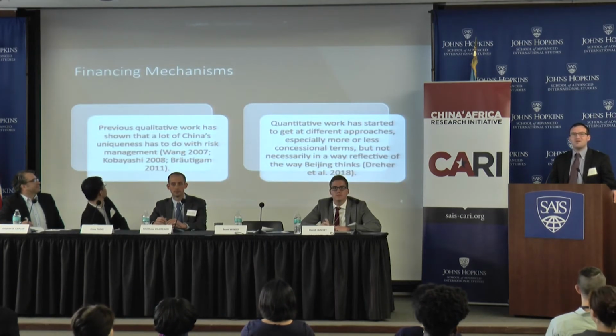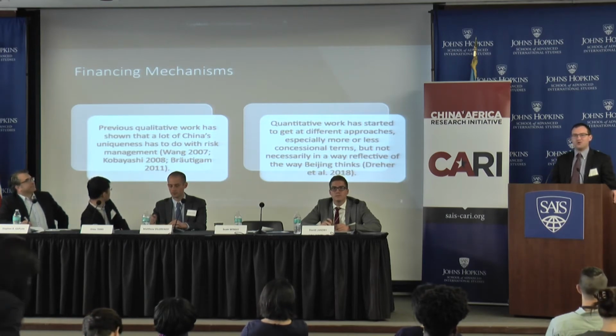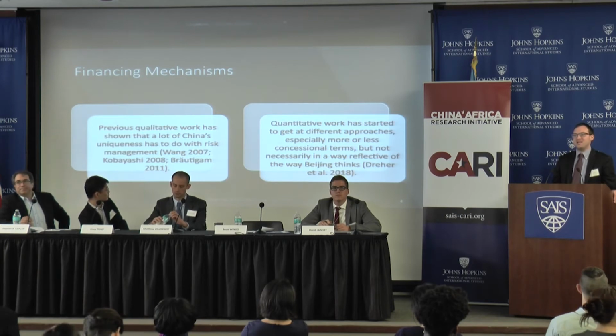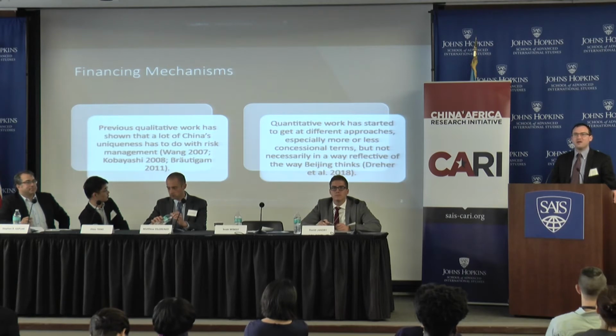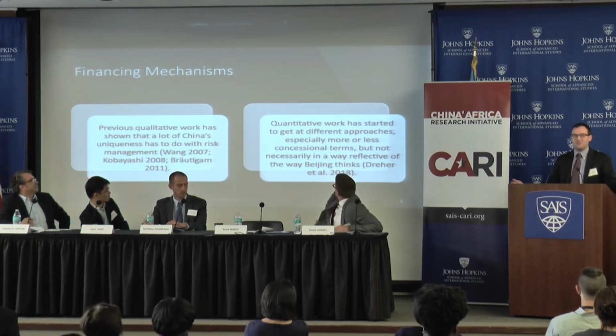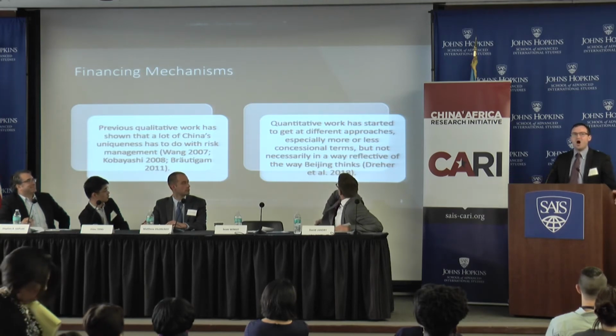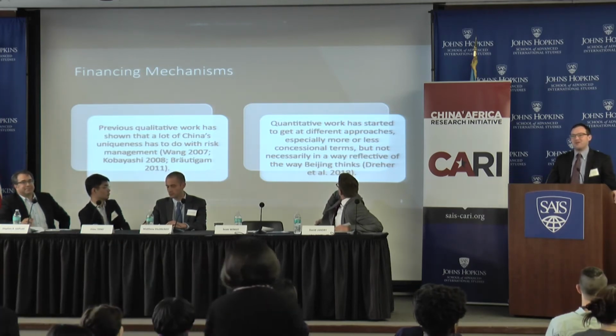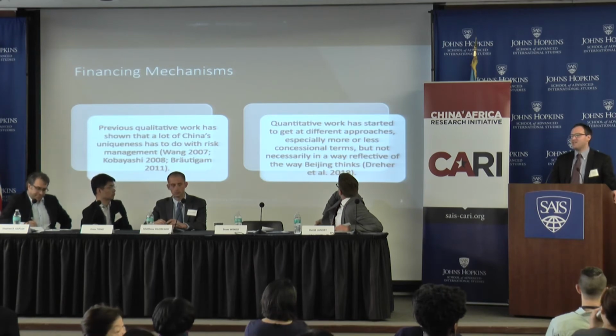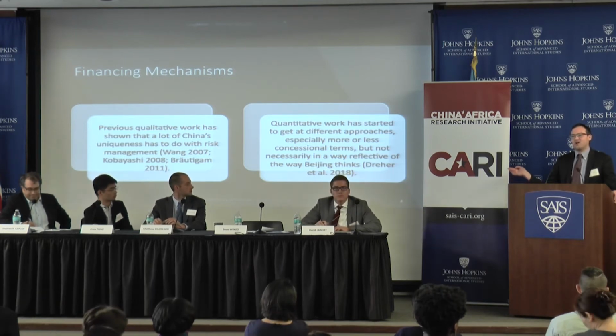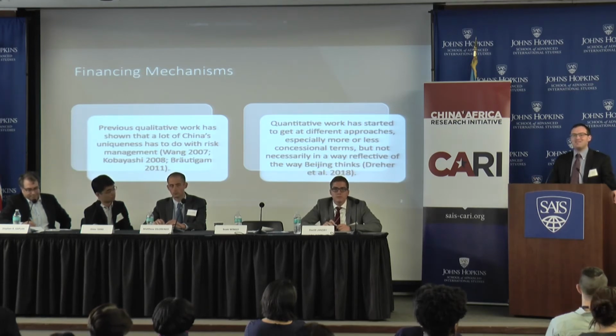There's been some work on this in the past. I think a lot of the debate as to how good or bad this is comes down to the nature of China's unique financing mechanisms. Now, some qualitative work coming from some Chinese scholars and official sources, and some from Deborah Brautigam here at SAIS, holds that a lot of this is about risk management. Things that China does, like tying aid to the use of Chinese contractors or collateralizing loans with commodities, that's basically defensive. It's about making sure you're getting paid back.